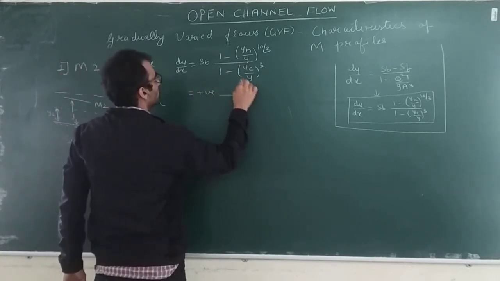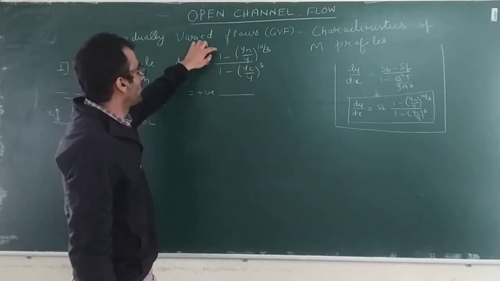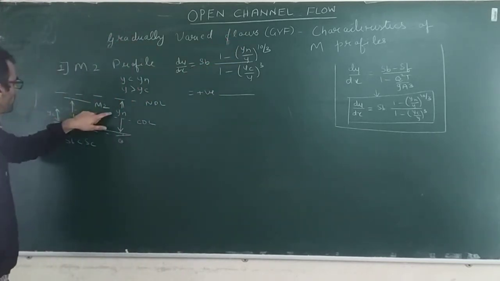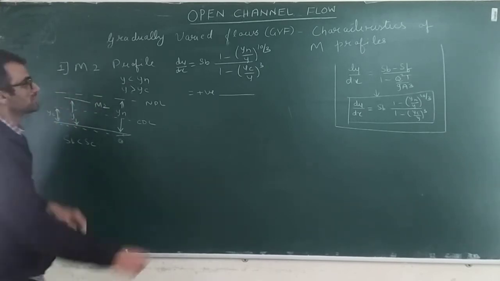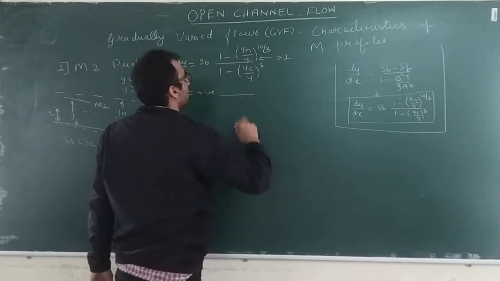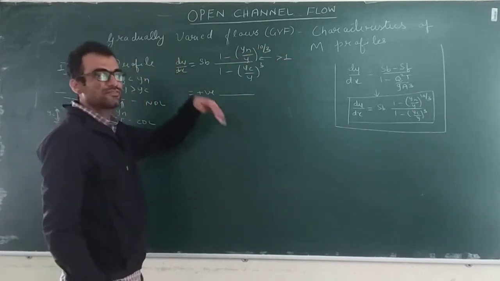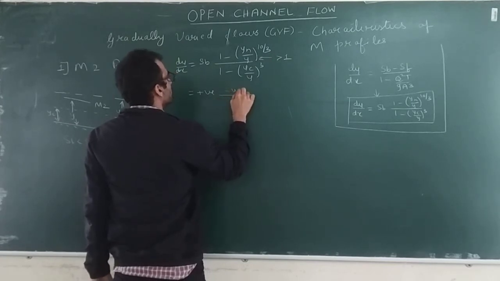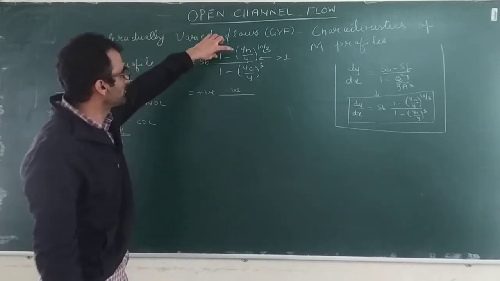Okay, what about this numerator? 1 minus, what about this fraction? Yn by y. See, Yn is greater than y. Okay, so this number will be greater than 1, and again raised to 10 by 3, it will again increase. So 1 minus a higher number will be a negative number. Okay, so numerator will be negative.